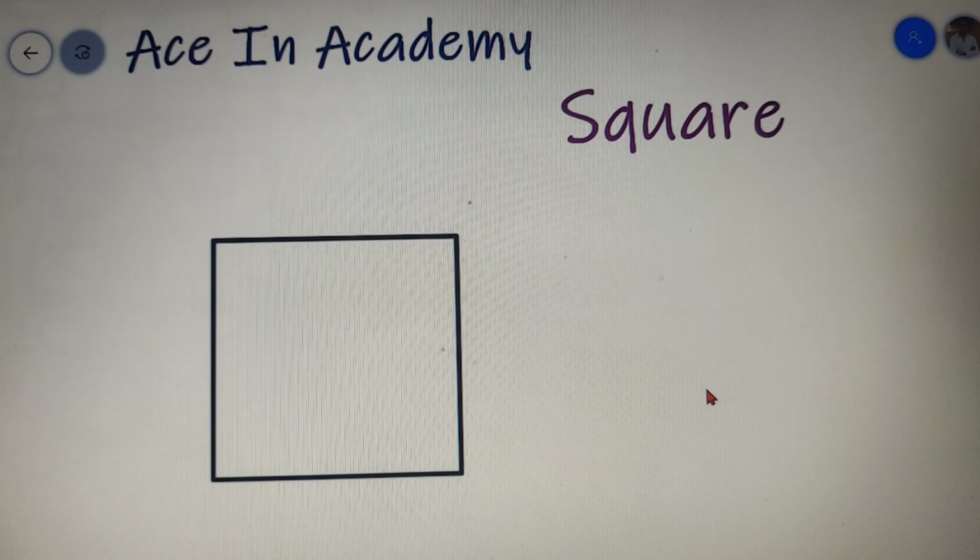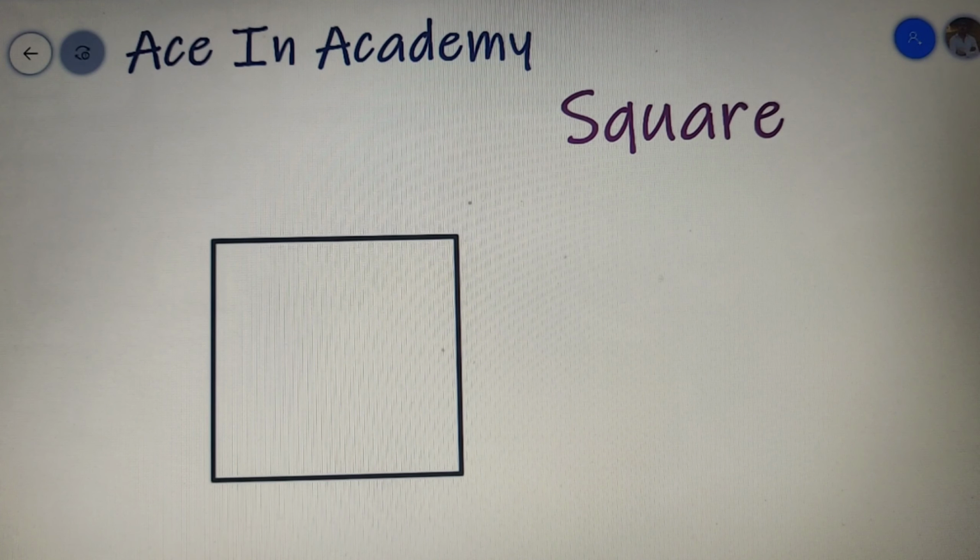Moving ahead in the lecture series of quadrilateral, our first quadrilateral that we have is a square. So square can be considered as one of the simplest quadrilateral, and the properties of square are also very simple. So without wasting any further time, let's begin with our topic.